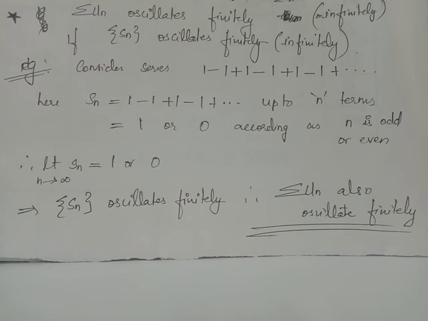Since we have limiting values oscillating between two finite values, we will conclude that the given infinite series also oscillates finitely. Suppose you have a situation wherein limit n tends to infinity Sn oscillates between negative infinity and positive infinity. In that case, you will conclude that the given infinite series oscillates infinitely.